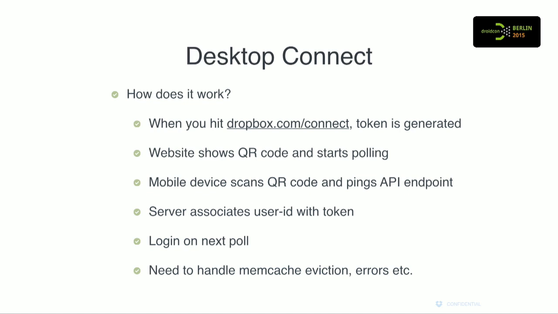And so that way you can get browser login on Dropbox, even though you sign into Dropbox on your phone. It seems simple at a high level, but you need to handle all kinds of edge cases, like the token being evicted out of Memcache because there was memory pressure, or because the user sat on that Dropbox.com connect page for too long. You can have connection errors. On some Android devices, QR codes don't scan correctly. So all kinds of issues.